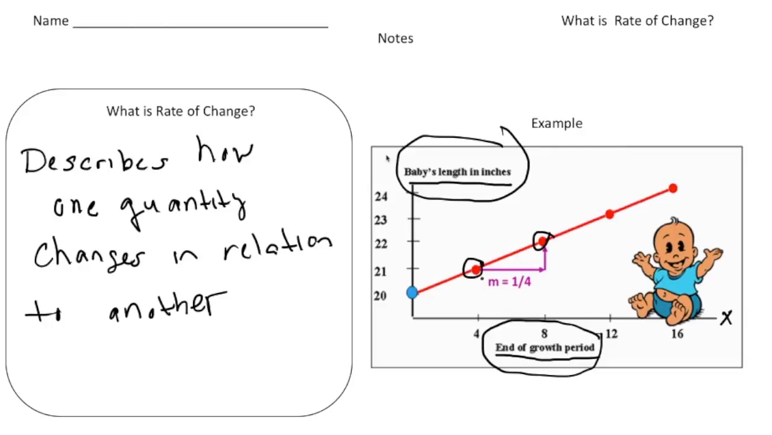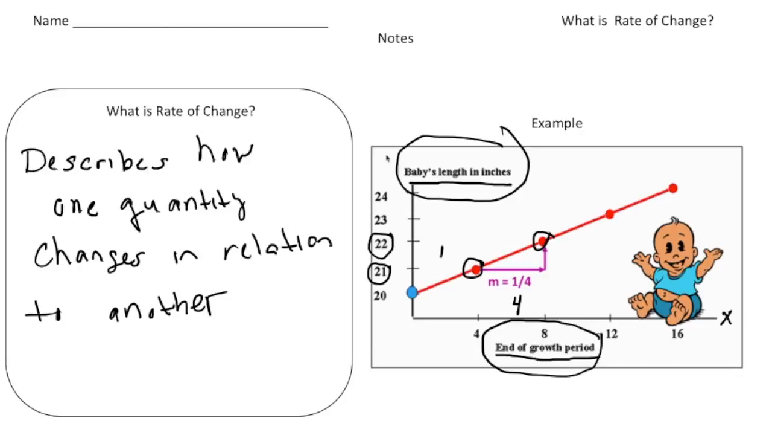If you notice, from this point to this point, it's 4 months, because when you go from 4 to 8, it's 4 months. And then you also look at how much it rises from this point to this point. So this baby grew from 21 inches to 22 inches, which is 1 inch. So the rate of change for the baby is: the baby grew 1 inch in 4 months.